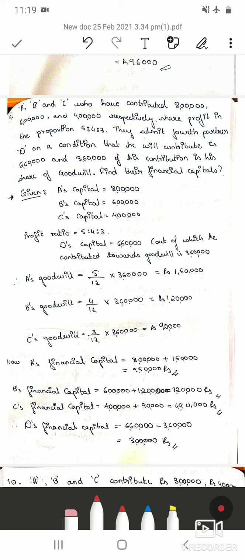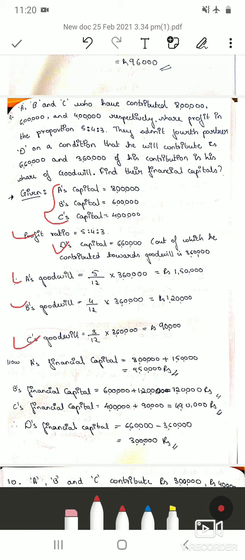So initially they have given the capitals of A, B and C. They have also given the profit ratio, which is 5 is to 4 is to 3. They have given D's capital, which is 6,60,000. Out of this 6,60,000, 3,60,000 is his contribution towards the goodwill. So once we know the amount of the goodwill, we can find out A's goodwill, B's goodwill and C's goodwill.